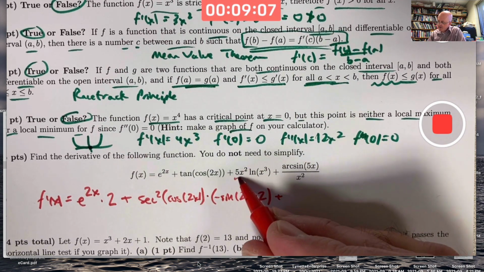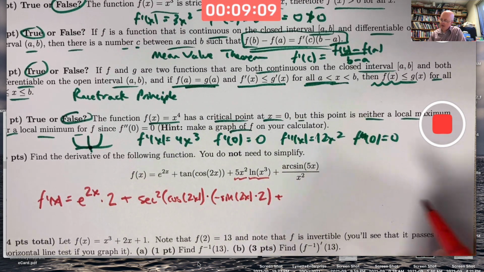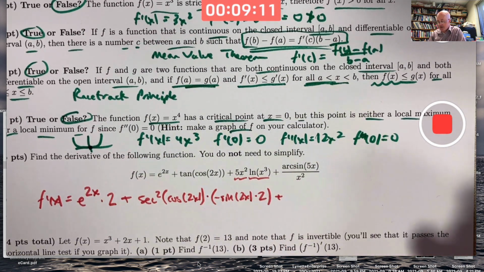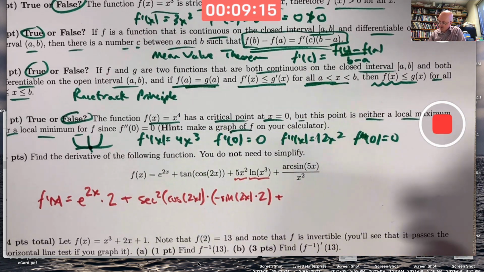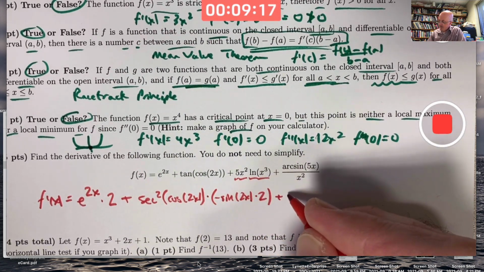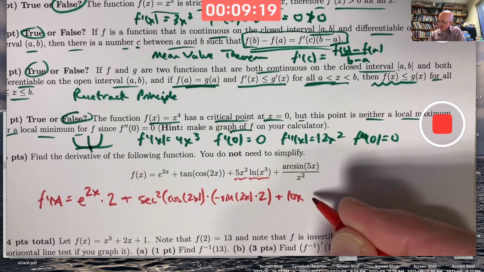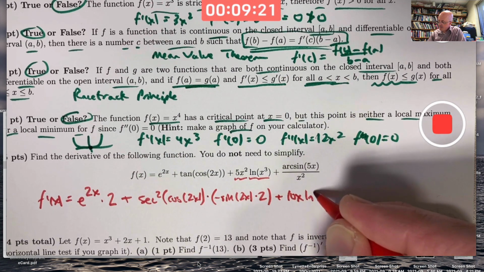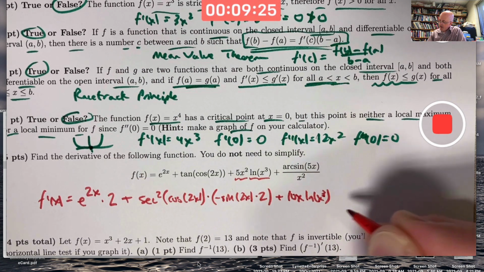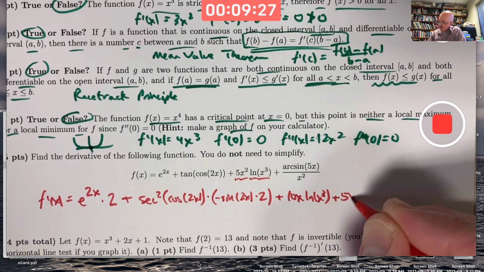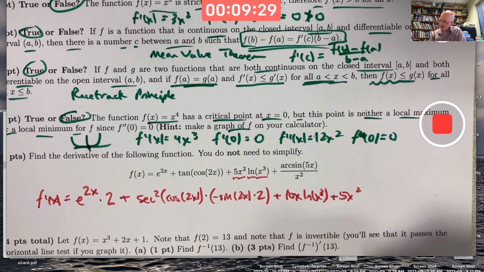Here I've got the product of 2 functions. I need the product rule, and with the derivative of the second function, I need the chain rule. I also could bring the 3 down in front, but I won't bother doing that. So the derivative of 5x squared is 10x. That's the derivative of the first function times the second function, ln of x cubed, plus the first function, 5x squared, times the derivative of ln of x cubed.